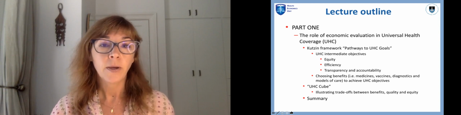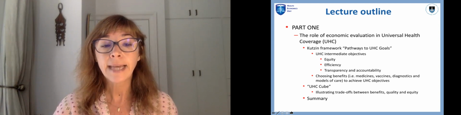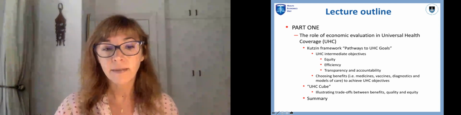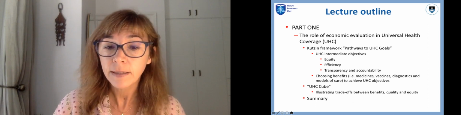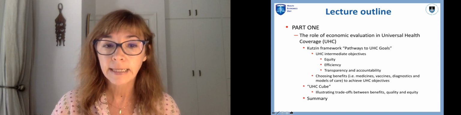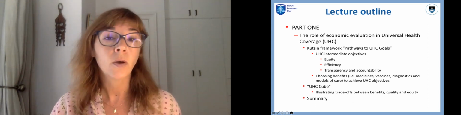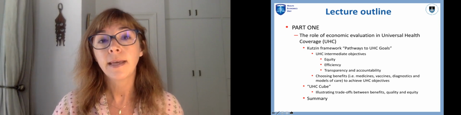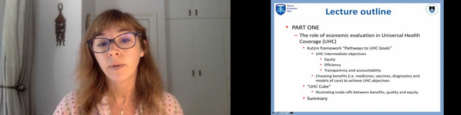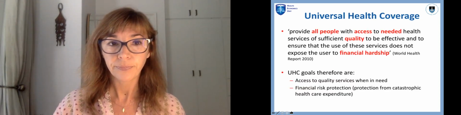The next framework is the UHC cube, which I really like because it helps us to understand that within any health system, there are always going to be trade-offs between the benefits, in other words, the medicines, vaccines, diagnostics, or models of care, versus the quality at which one can deliver those benefits and whether they can be available on an equitable basis. And then I'm going to end off part one with a summary.